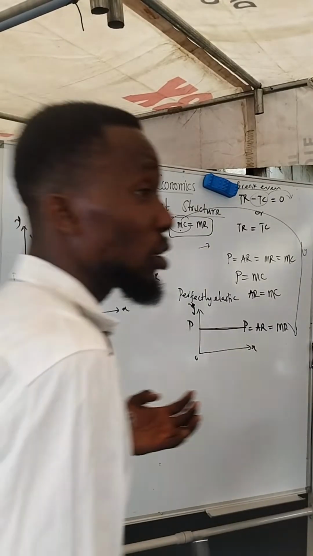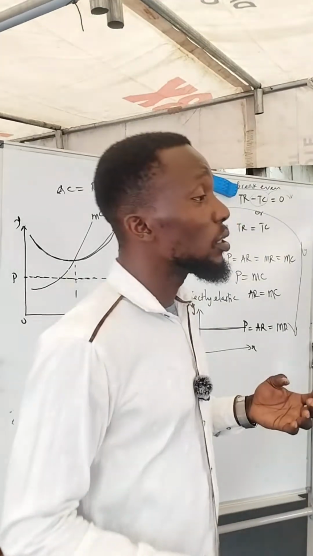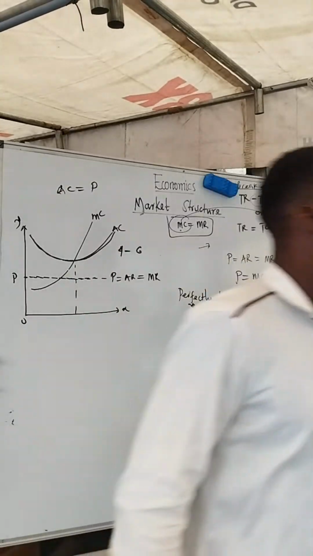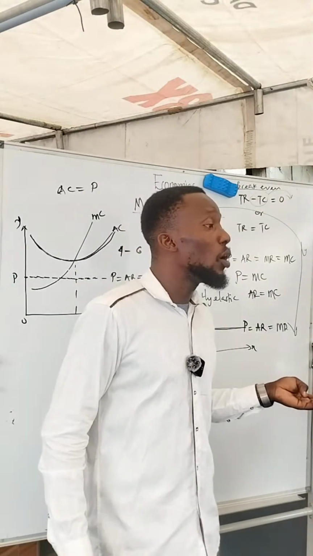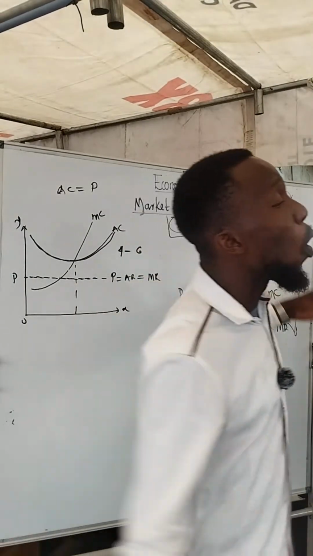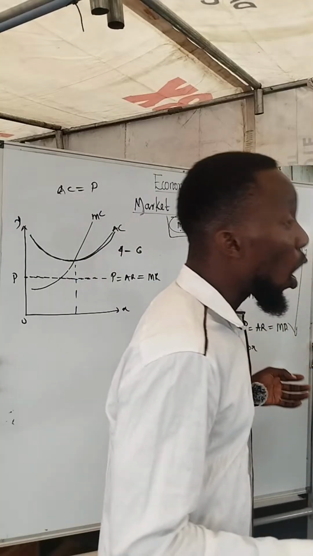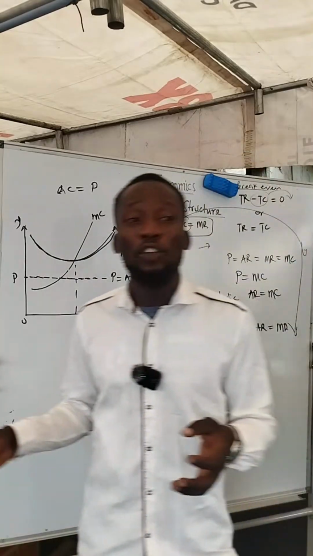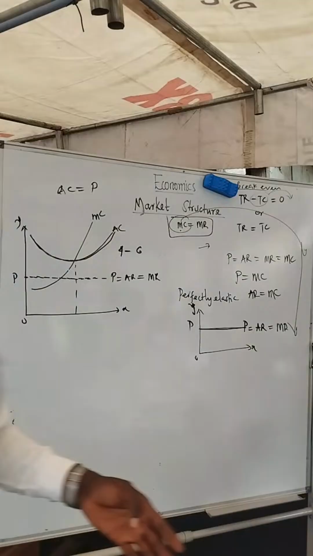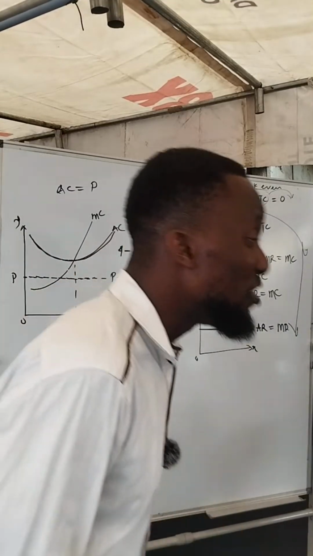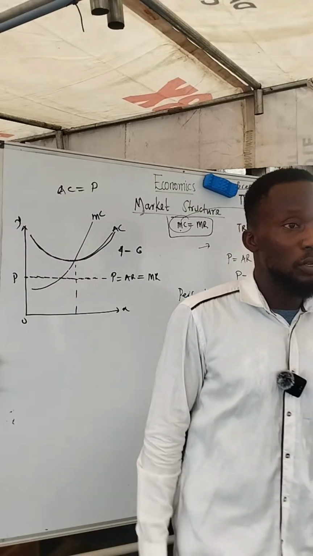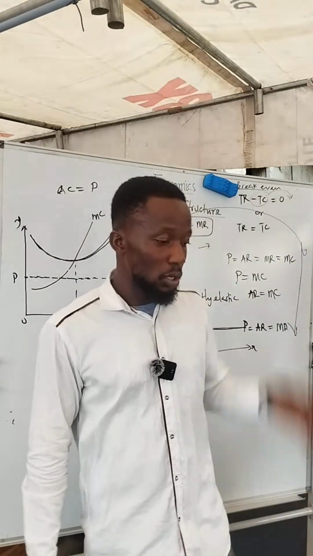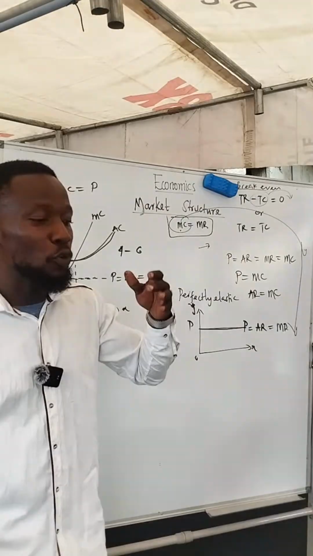What is the next one? There is no transport cost. They did not include transport cost. Another one is that all factors of production are mobile. What is the next one? There is no form of restriction. Do you understand? So now let us move to imperfect market.